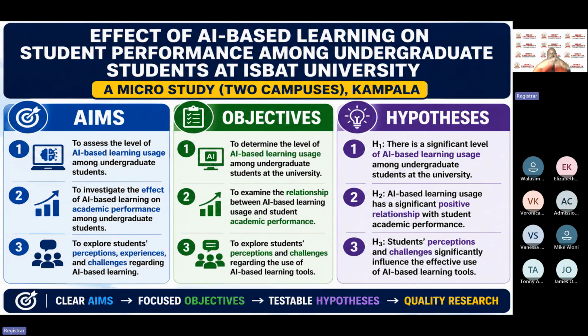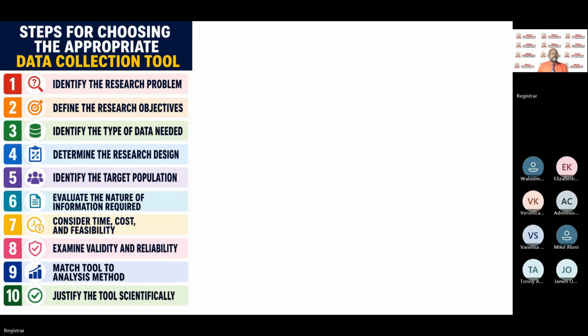For this, you have to get data, isn't it? To get data, you should have the proper tools. The quality of the research depends upon the data that you collected. But the data that you collect is based on your objectives, isn't it? Then only the research will work. So now this is more important. I'm putting 10 steps, the steps for choosing an appropriate data collection tool.